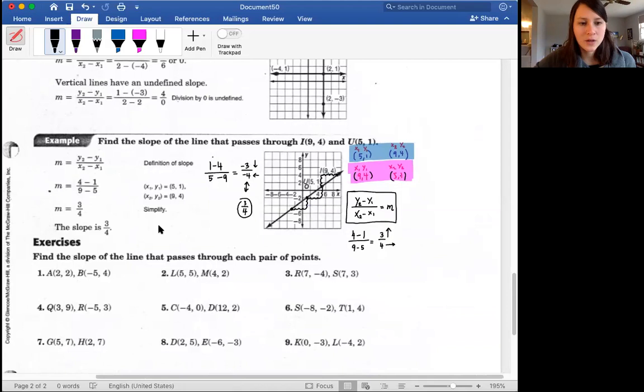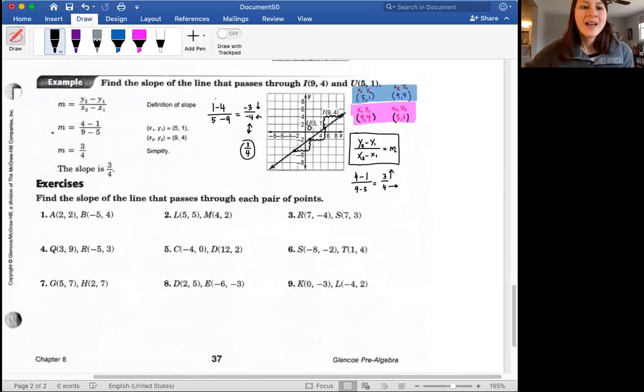Okay, so let's pick a few of these on the bottom. Basically, what you are going to do is you're going to label each point as x1, y1, x2, y2, and then we're going to plug it into the equation and find the slope. So x1, y1, x2, y2. Never label your points as x1, y2. And it's not 1 and 2 as one point. The whole point is 1 and the whole point is 2, okay?